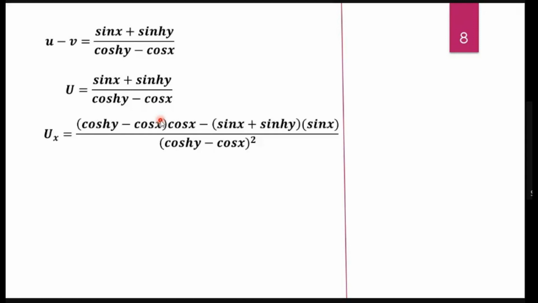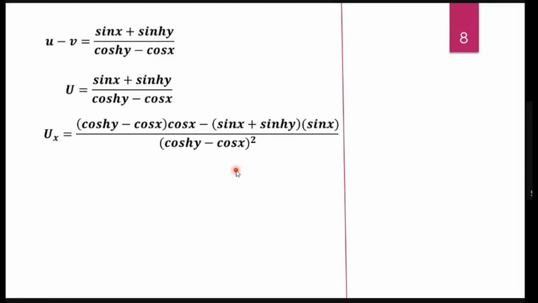We have applied the u by v method. So v into du, the derivative of u with respect to x. Sin hy is the constant, sin x's derivative is cos x, minus u into the derivative of the denominator, which is minus cos x, whose derivative is plus sin x, upon v square.